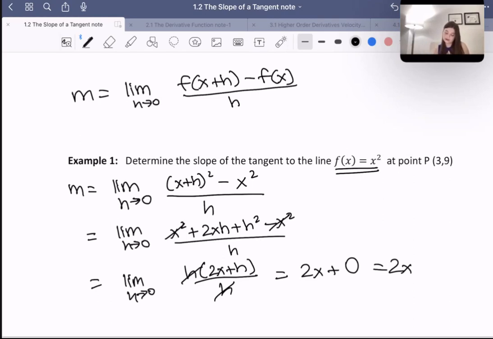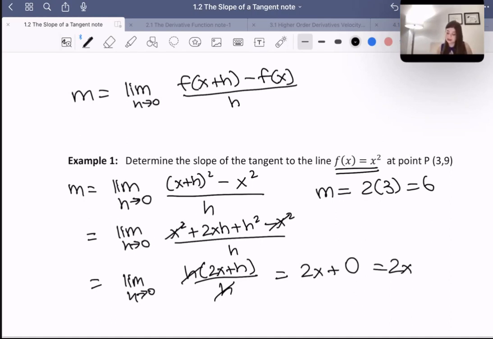In order to find the slope of the tangent at any point on f of x equals x squared, the answer is 2x. So at this specific point, it would be 2 times 3, which is 6. So the slope in this specific case, right, is going to be 2 times 3, which is 6.